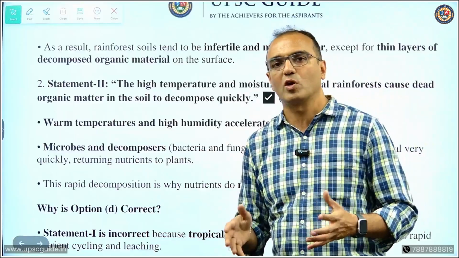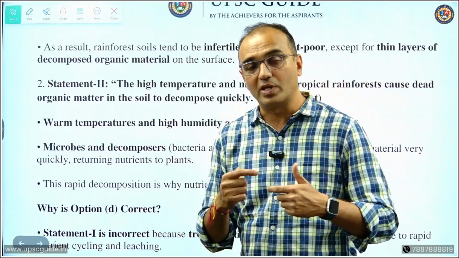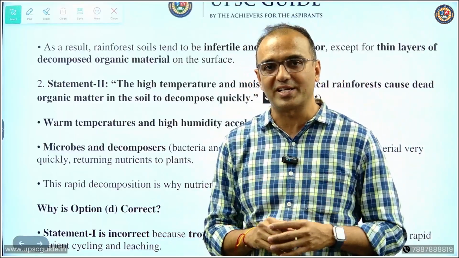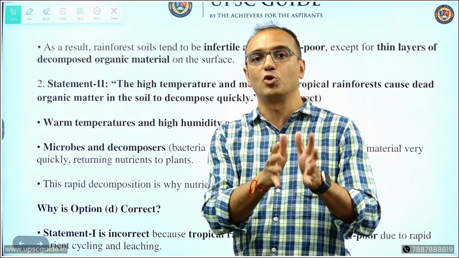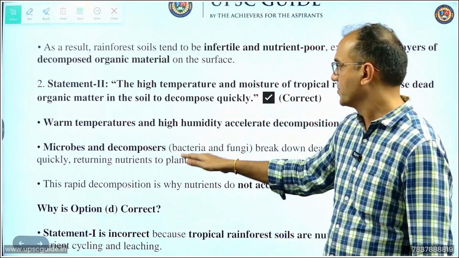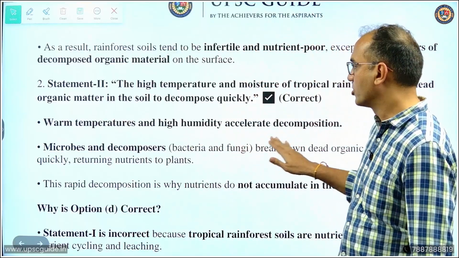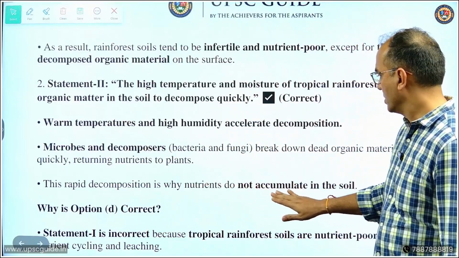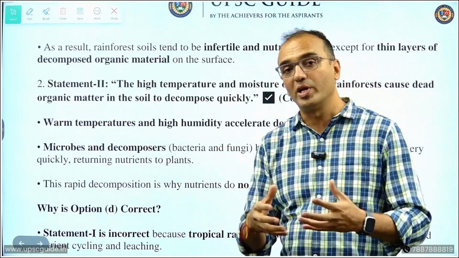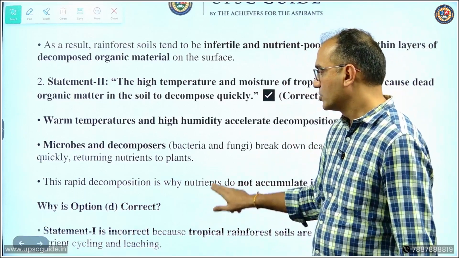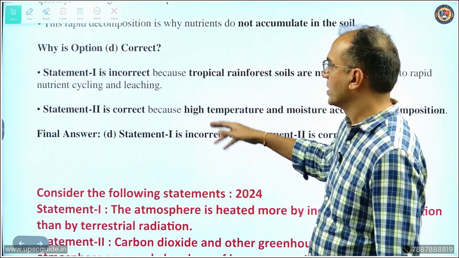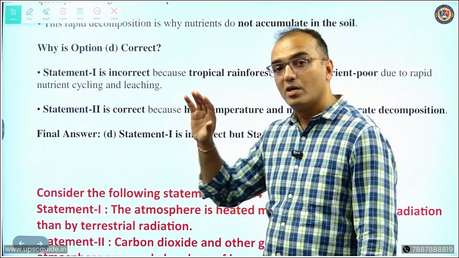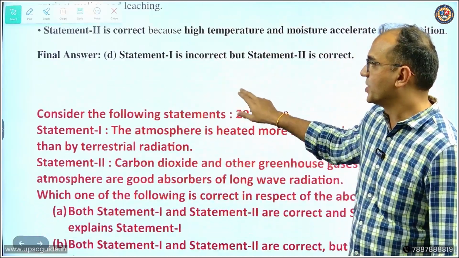There is absolutely no doubt. The temperatures are high, so high temperature acts as a catalyst in a chemical reaction where the decomposition of this humus or organic material takes place. High humidity accelerates the decomposition. Microbes and decomposers break down. Rapid decomposition, so most nutrients do not accumulate there, right? So option D is correct, statement 1 is incorrect and statement 2 is right. So the answer is D.